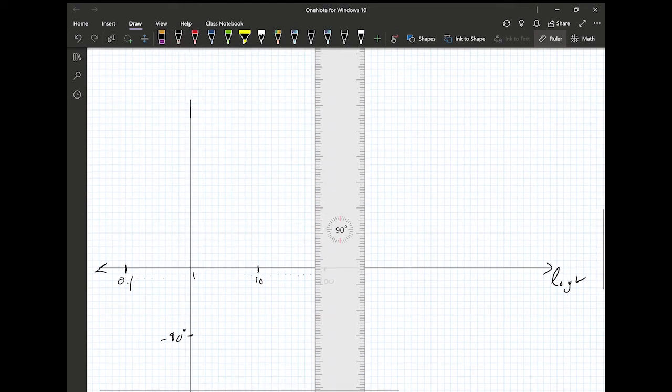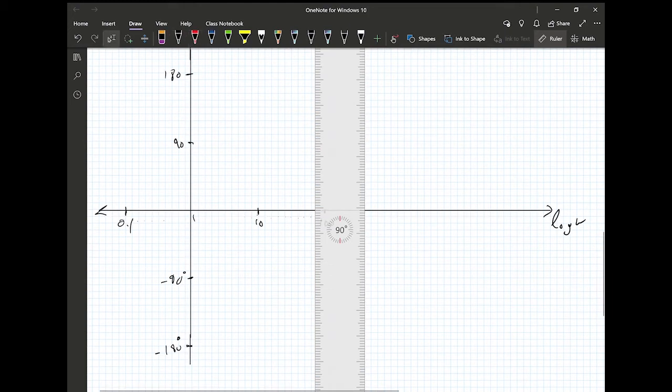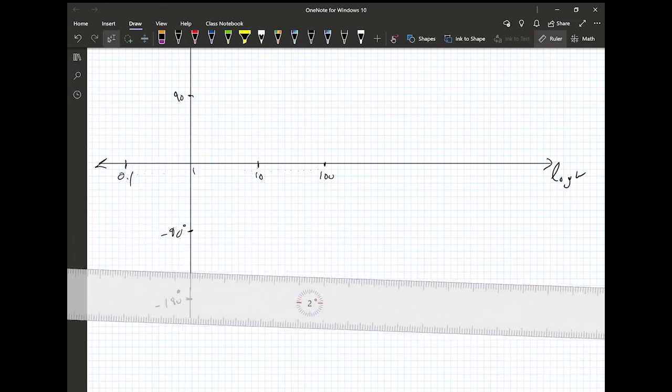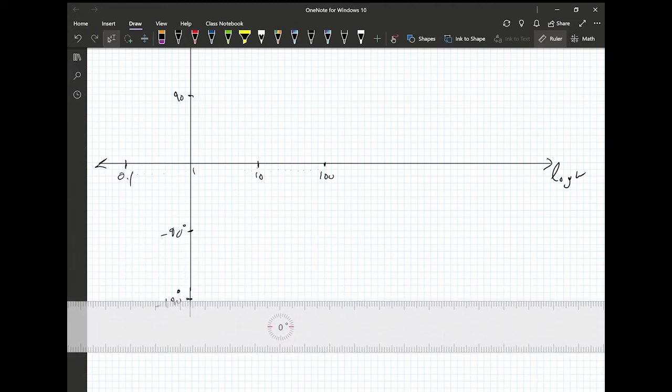And then above, it's going to be 1, 2, 3, 4, 5, 6, 7, 8, 9, 10. That's positive 90. And then 10 above is going to be 1, 2, 3, 4, 5, 6, 7, 8, 9, 10. It's going to be 180. All right. So we have double poles at the origin. So we have a constant minus 180 everywhere for all frequencies. So we have this.